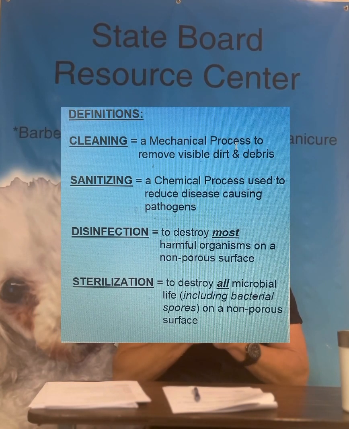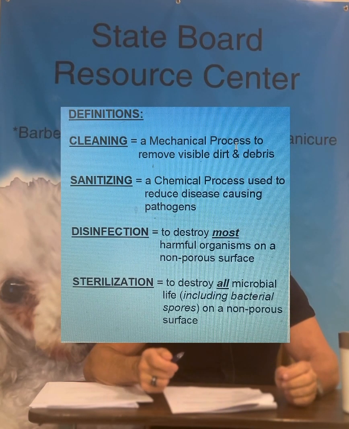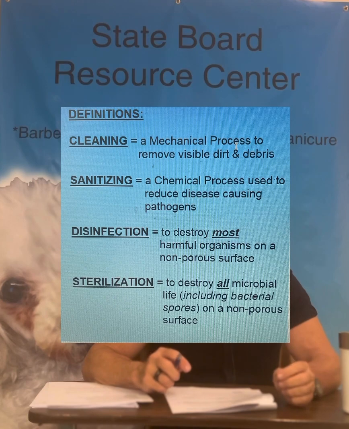Okay? We're going to discuss, we left off yesterday, with the mechanical process known as cleaning. Cleaning, soap and water or hand sanitizer, a mechanical process. We're going to move on now to sanitizing. Sanitizing is a chemical process for reducing the number of disease-causing germs to a safe level.